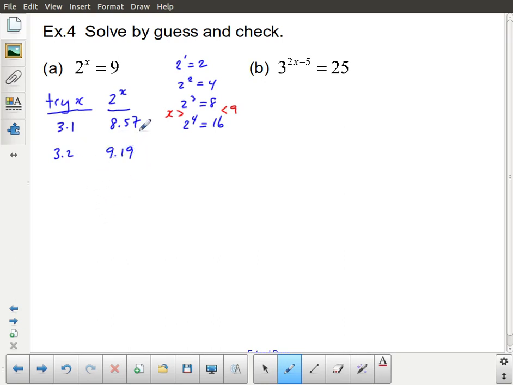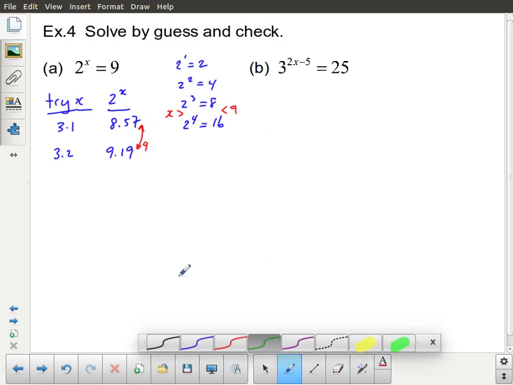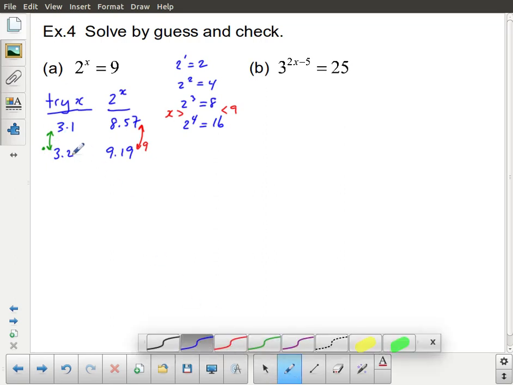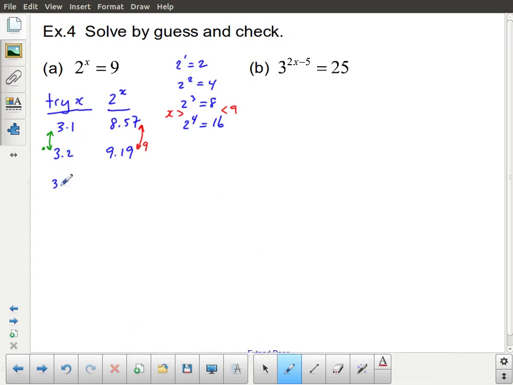And so now take a look at these two. Take a look at the difference between these two. We know that 9 is somewhere in between here, but which one is it closer to? It looks like 9 is closer to this one, which means my answer should be closer to 3.2. And so what am I going to try? I could try right in the middle, 3.15, but I think it makes sense to try something a little bit higher. How about 3.18?